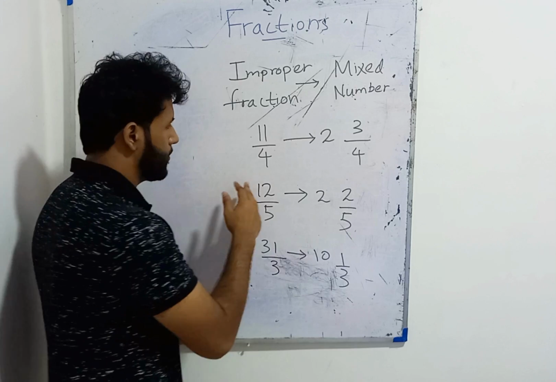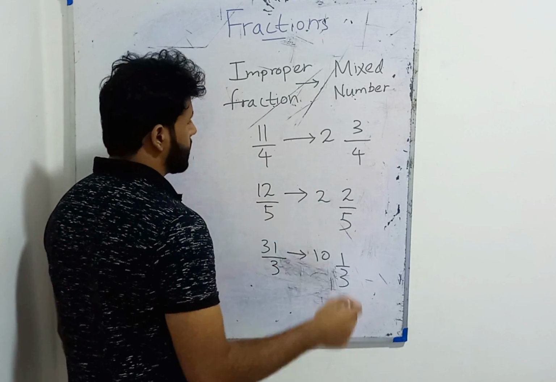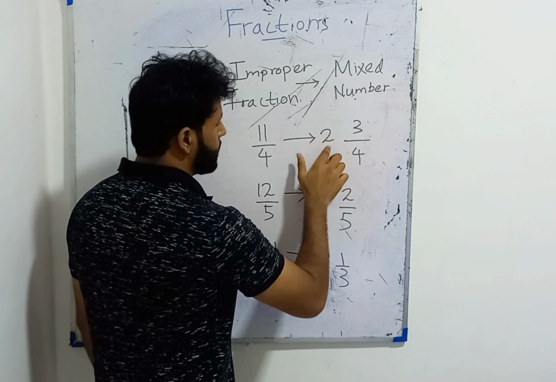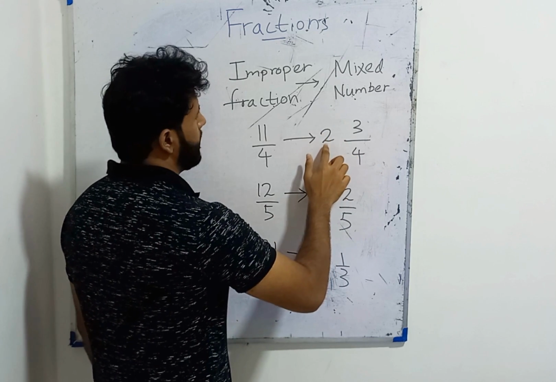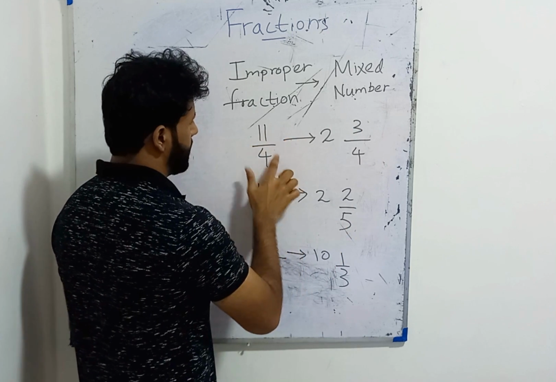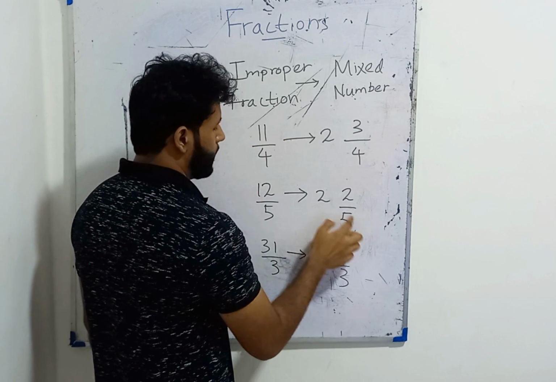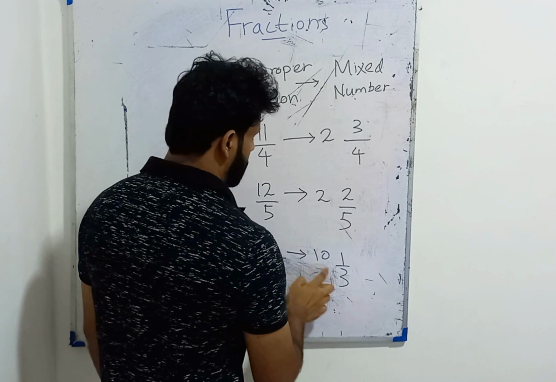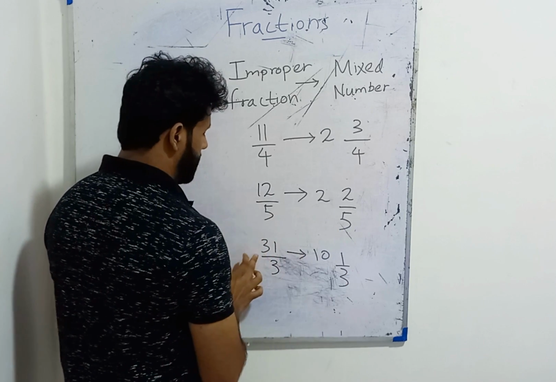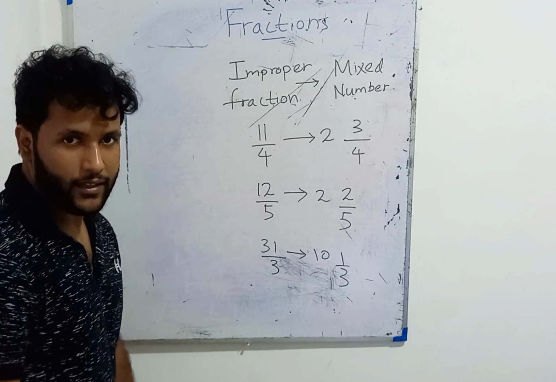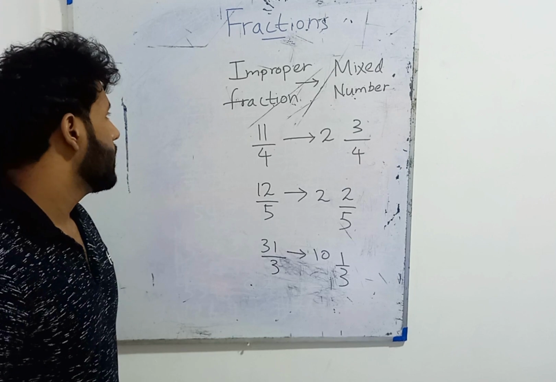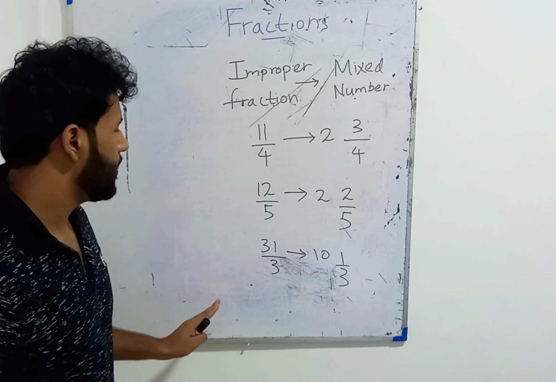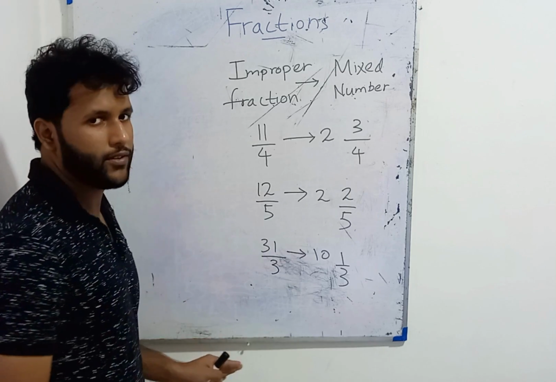Then the reverse procedure. The reverse procedure is going to be like this: 4 into 2, 8. 8 plus 3, 11. 11 over 4. 5 into 2, 10. 10 plus 2, 12. 12 over 5. 3 into 10, 30. 30 plus 1, 31. 31 over 3. That's the reverse procedure. I hope this is okay, because these are very simple things.